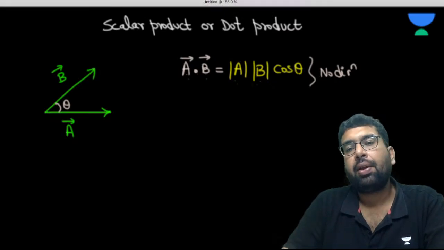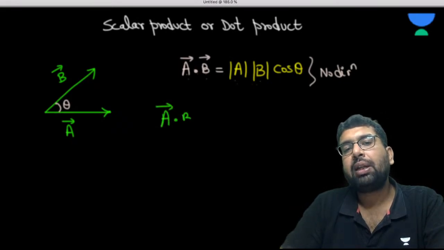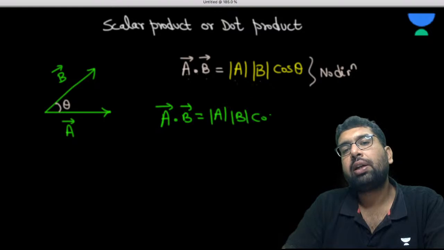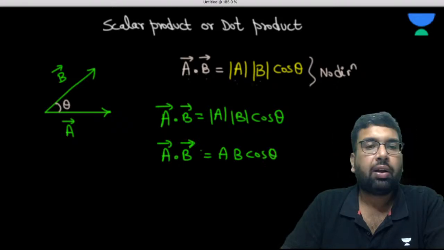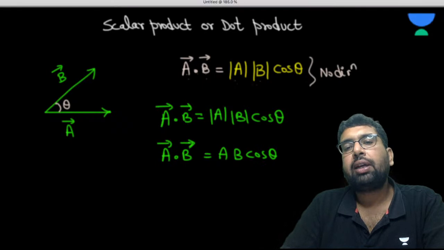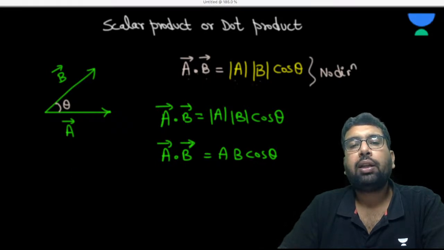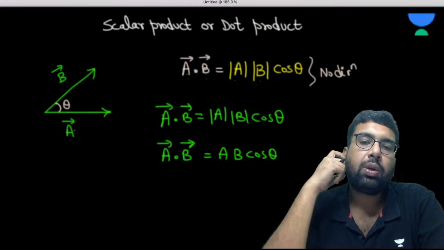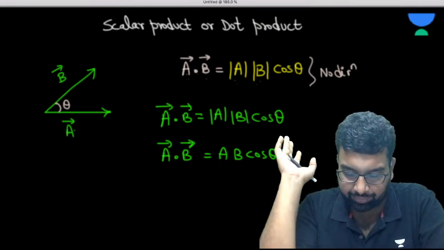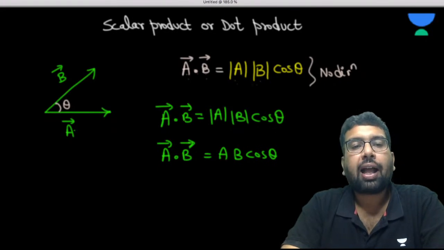Perfect. Now remember, again I am writing. When you are doing the scalar product of two vectors, you can write it like this: A B cos theta, or you can write it like this also: A B cos theta, because of the representation of vectors. When I write A only, that means the magnitude of vector A. When we write B only, that is the magnitude of vector B. Clear, beta? Now I think this is clear.